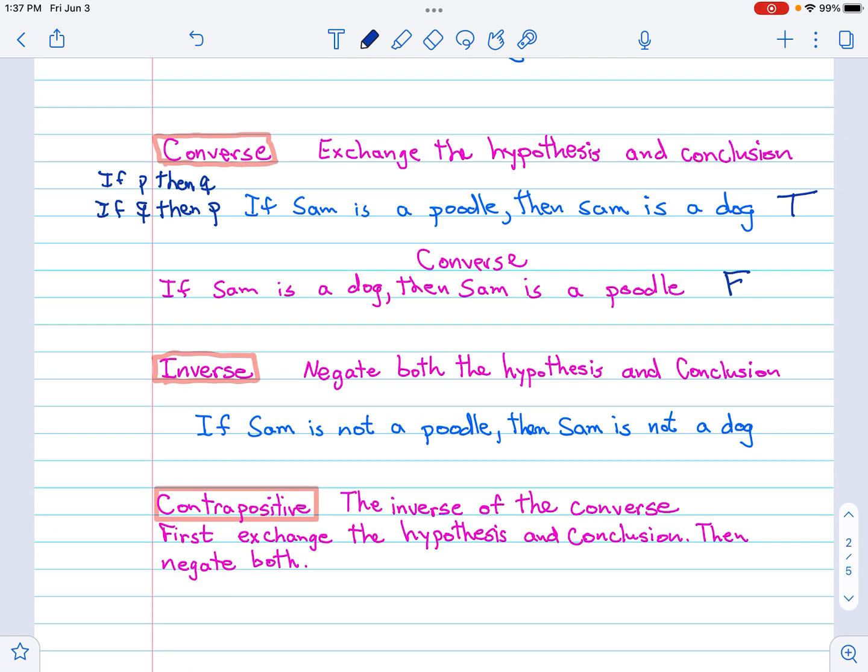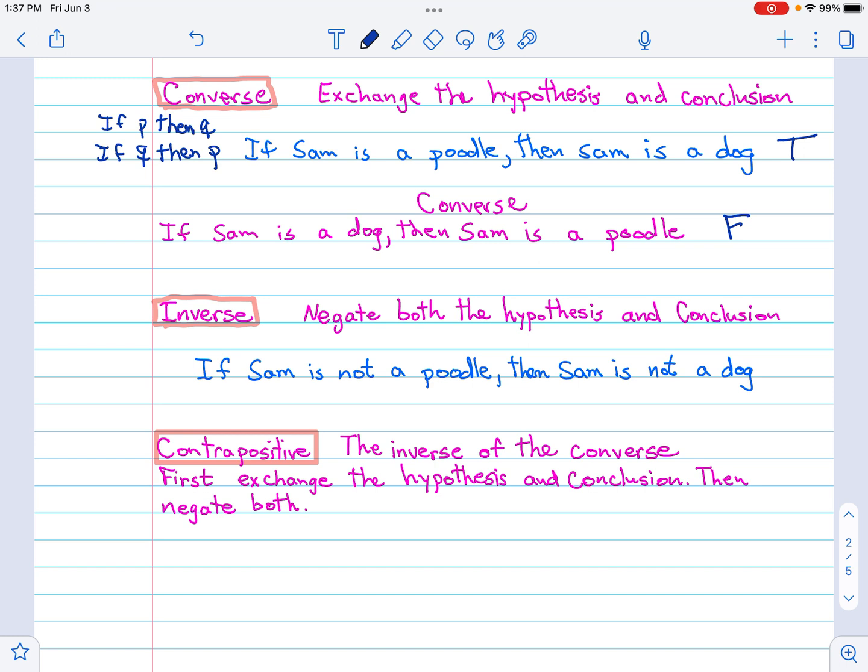Now let's look at the inverse. We negate both the hypothesis and the conclusion. So, if Sam is not a poodle, so notice we negated the hypothesis, then Sam is not a dog. That's the inverse. It's when you negate both things, the hypothesis and the conclusion. So you need to keep these straight in your mind. The converse is when we interchange the hypothesis and the conclusion. The inverse is when we just negate both.